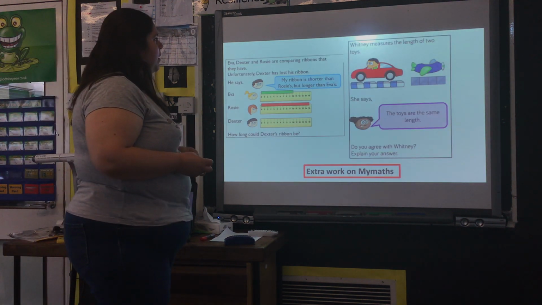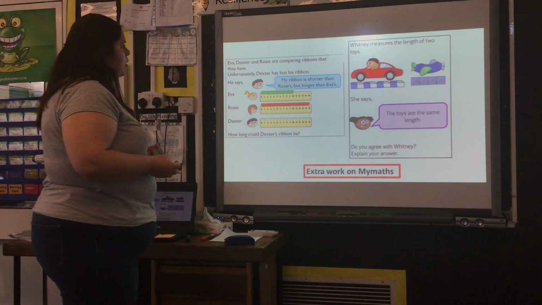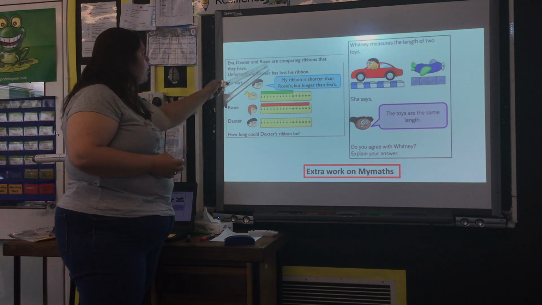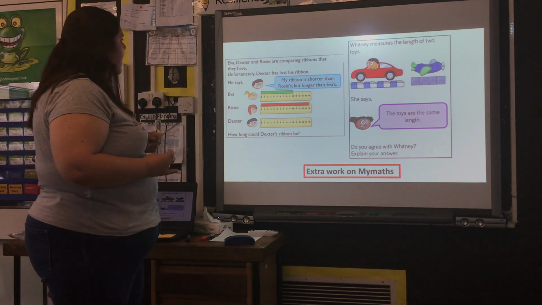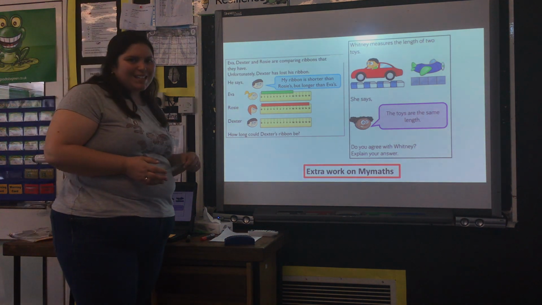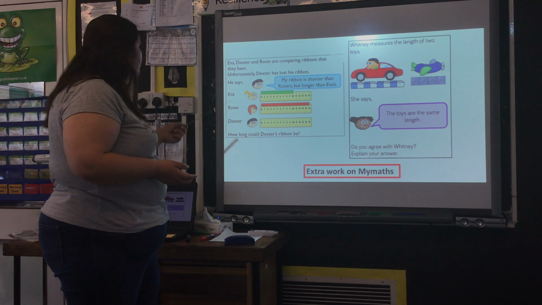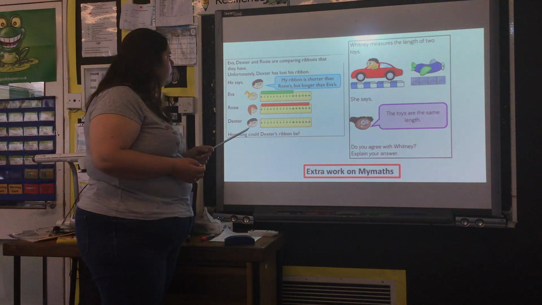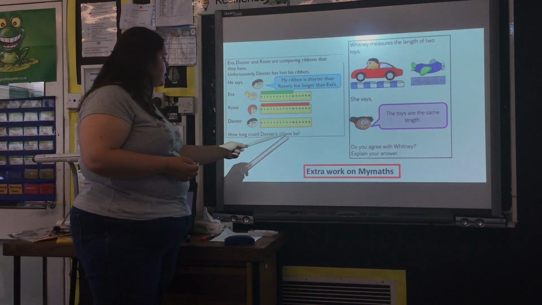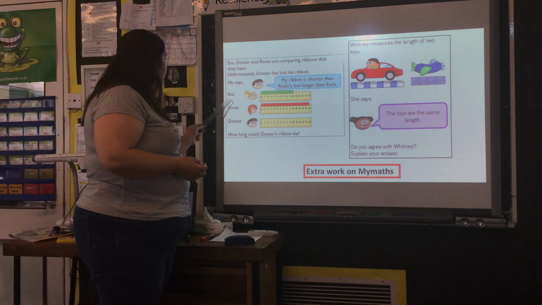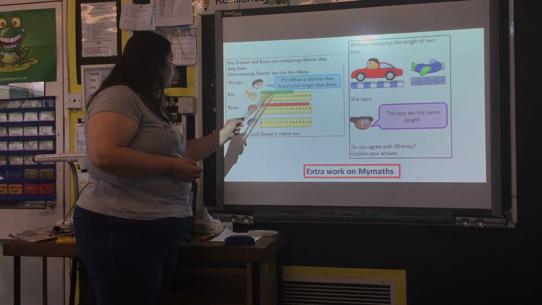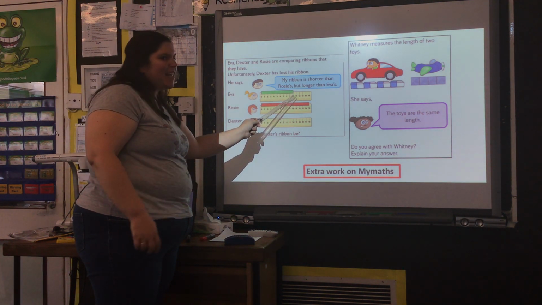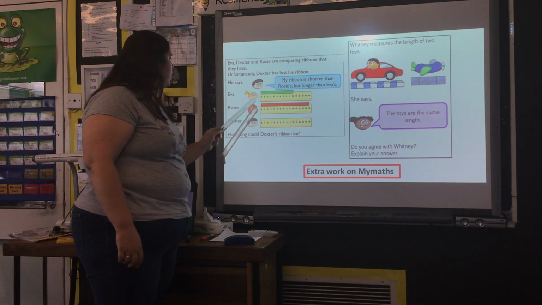Okay. Now we have our problem solving. So if we have a look, we've got Eva, Dexter and Rosie are comparing ribbons that they have. Unfortunately, Dexter has lost his ribbon. But he said, my ribbon is shorter than Rosie's, but longer than Eva's. How long could Dexter's ribbon be? So if we have a look at Eva, we look at how long. So she started at the edge and in the end. So Eva's is 10 centimetres long.